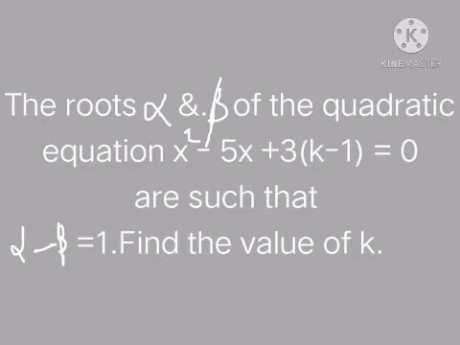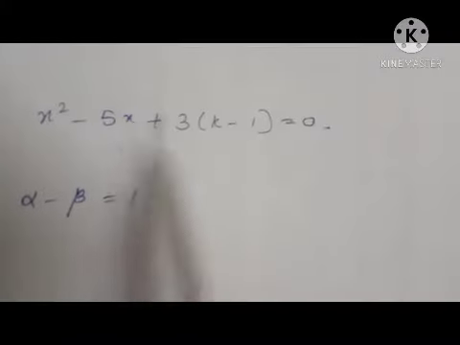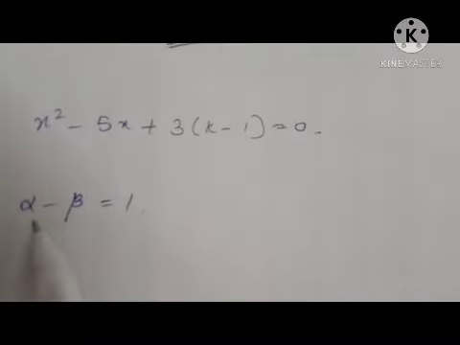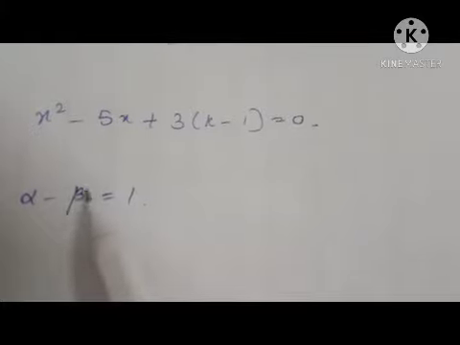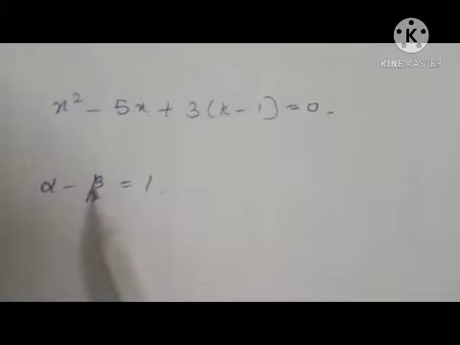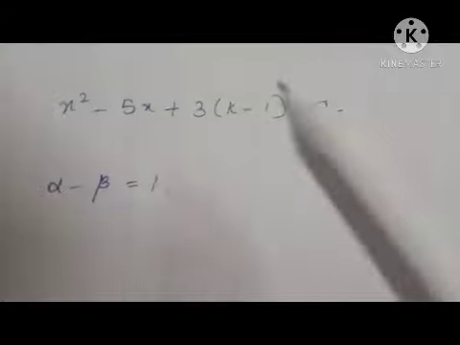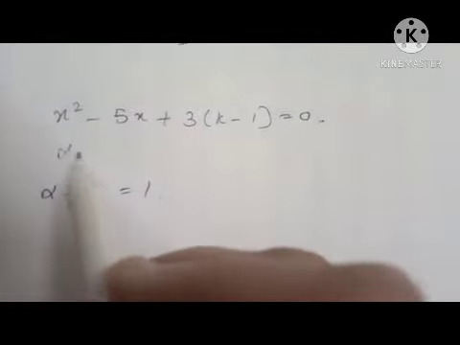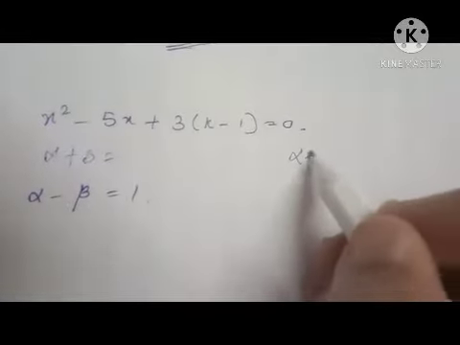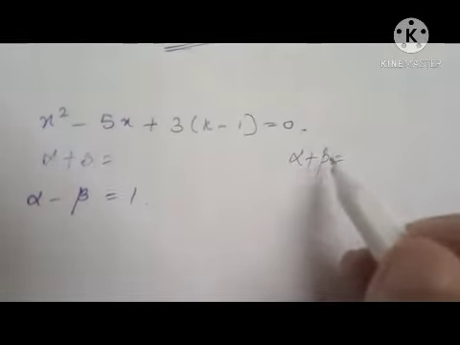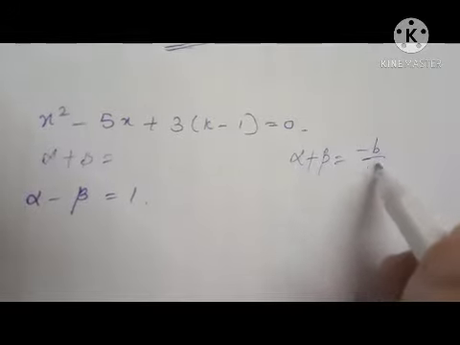Find the value of k. The equation is given, and alpha and beta are the two roots of the equation, such that alpha minus beta equals 1. Then the sum of the roots, alpha plus beta, should be negative b by a. That is the equation we have.